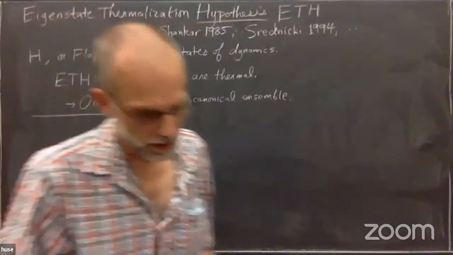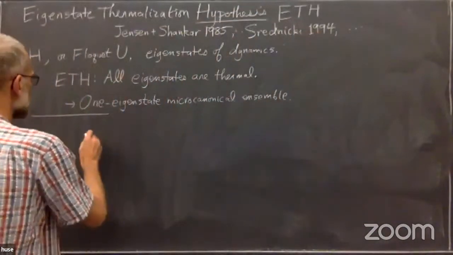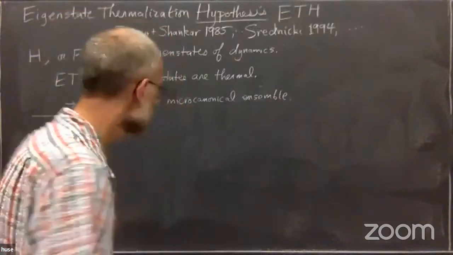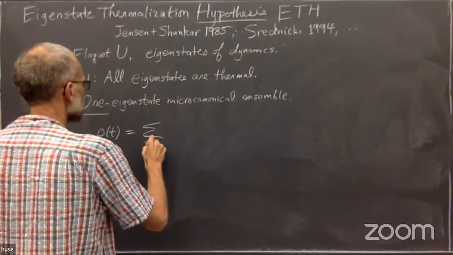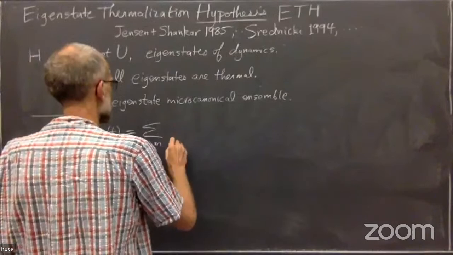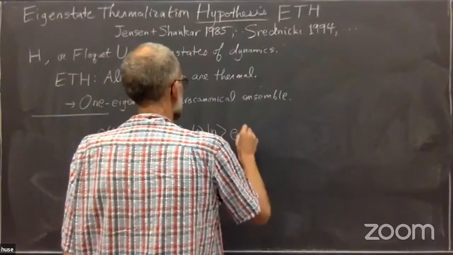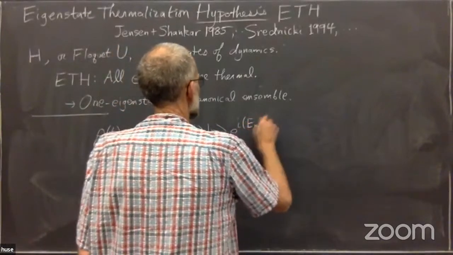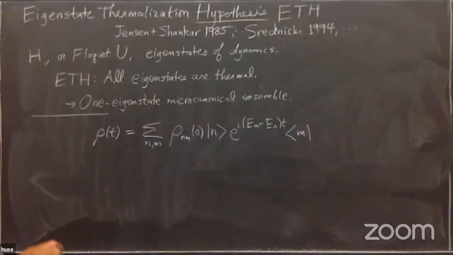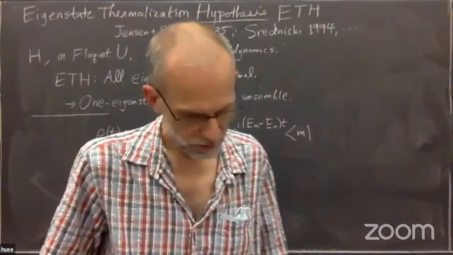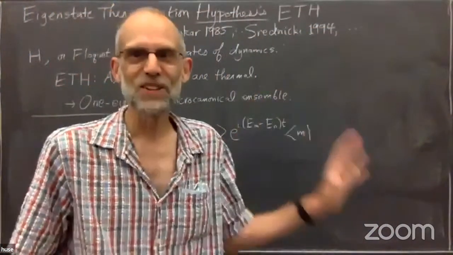So I'm going to take my state and expand it in the basis of the eigenstates. Let's talk about a time-independent Hamiltonian. So then this is something I wrote before: rho of t, the density matrix, is the sum over all eigenstates of the Hamiltonian, rho nm of zero, the initial state, e to the I... And so now let's take an observable, and let's not time evolve the operator. So let's do this all in the Schrodinger picture.